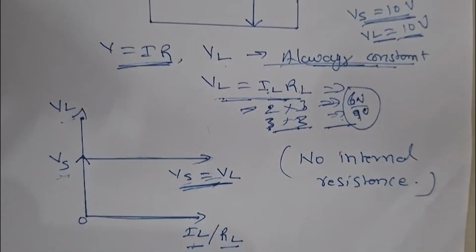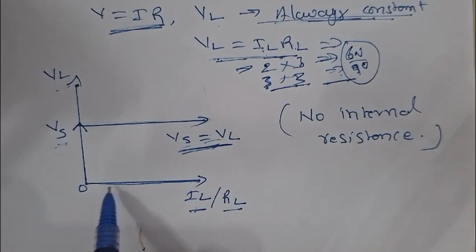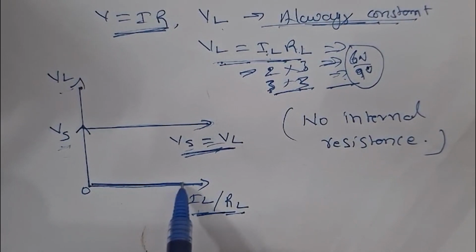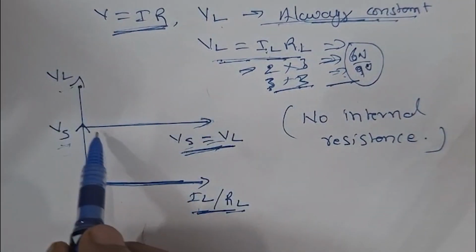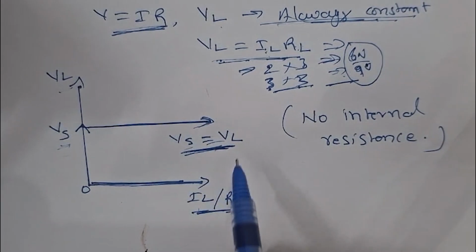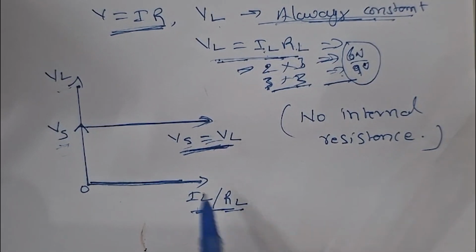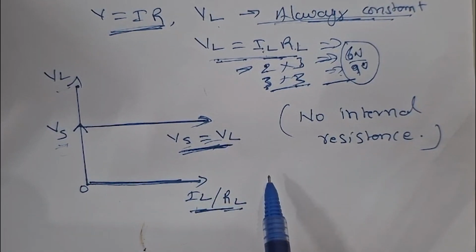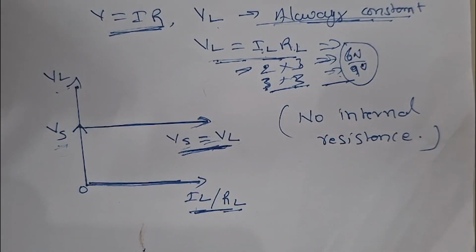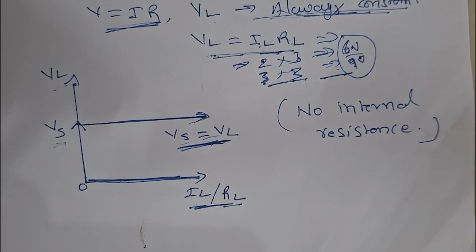This is the definition of the ideal voltage source. If you see the graph, this is VL, and this is IL and RL. When you increase IL and RL, this voltage remains the same. VL is equal to VS is equal to VL. So this is the definition. Simply remember that ideal is nothing but input is equal to output. The input voltage source is equal to the output voltage. That is the basic definition of an ideal voltage source.